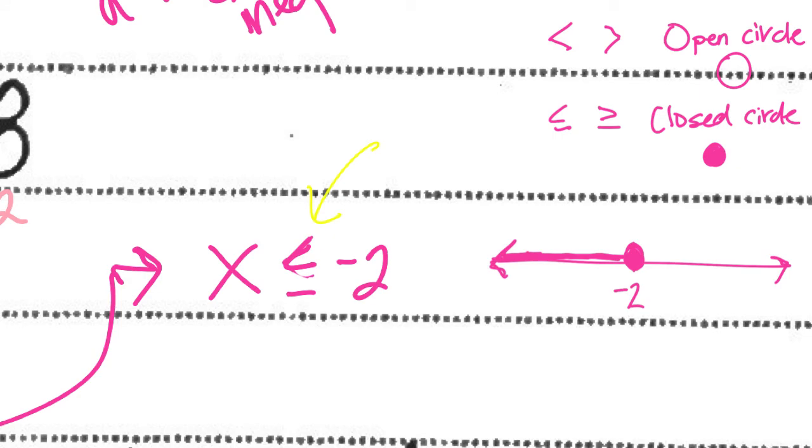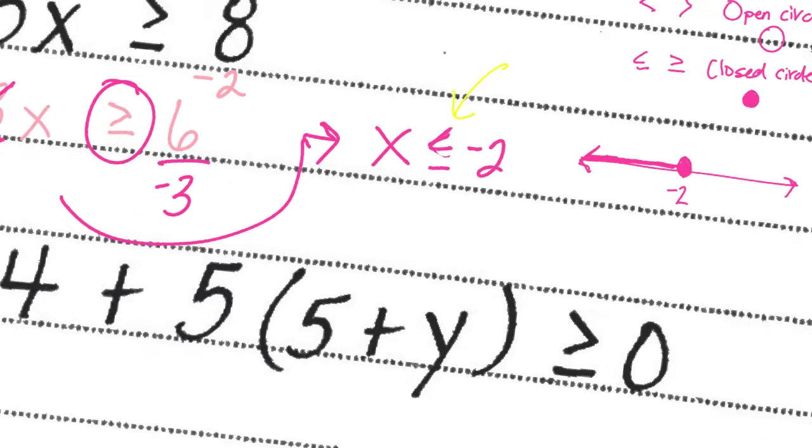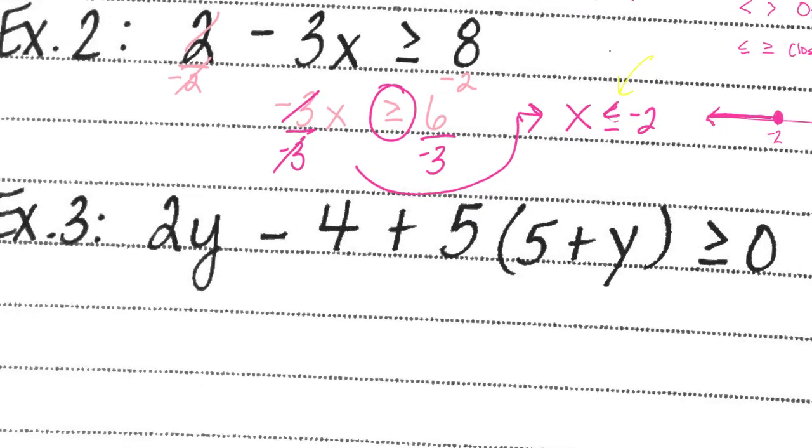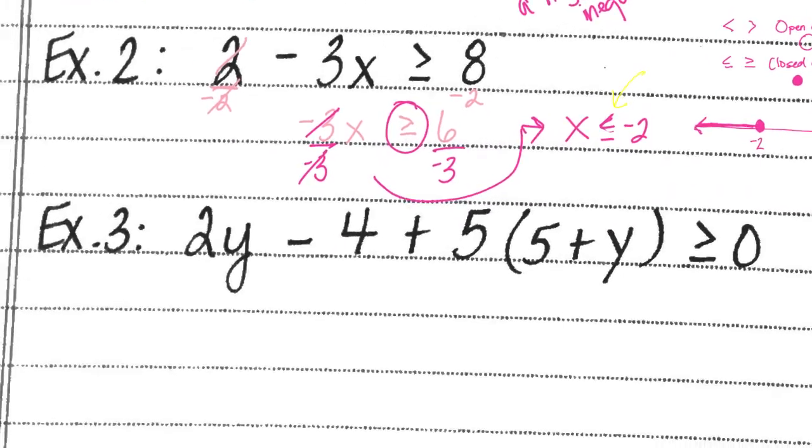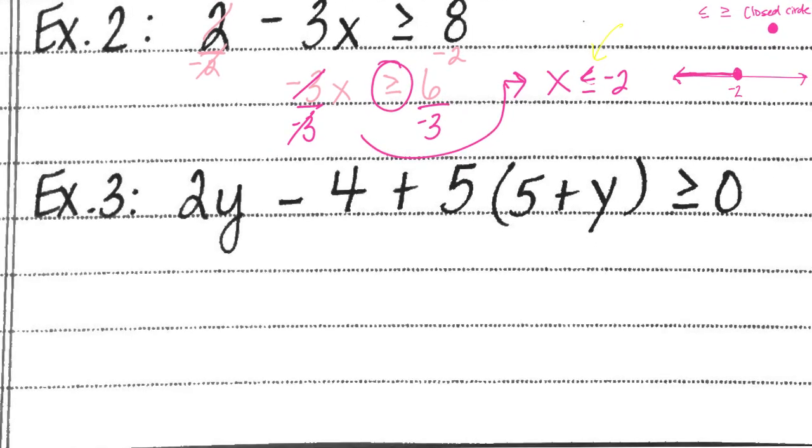All right, we've learned a lot. Let's see if we could do one more inequality. Wow, this one looks long. So the first thing we would do in example 3 is we would probably distribute, right? We would probably have to distribute. So let's do that first.